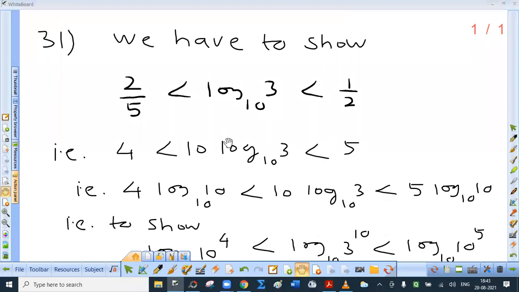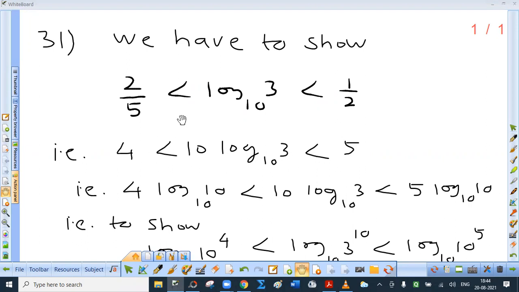We have to show 2 upon 5 is less than log 3 to the base 10, which is less than half. That is to prove. Now, the LCM of 5 and 2 is 10. So multiply by 10. If we multiply by a positive number, the inequality remains the same. So that is to prove 4 is less than 10 log 3 to the base 10, which is less than 5.